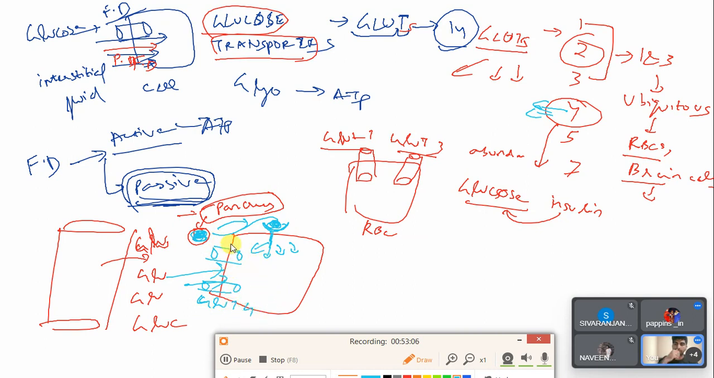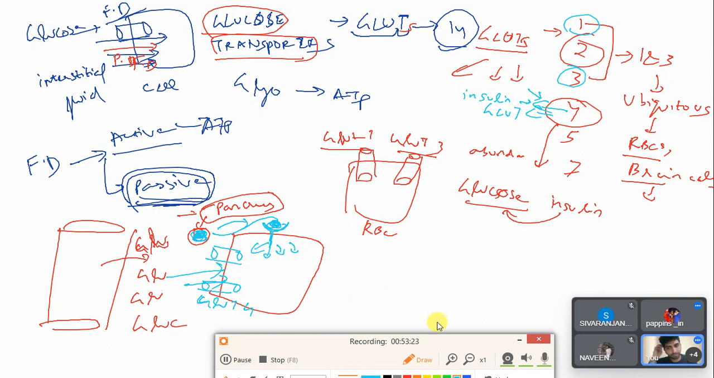So one thing that we have confirmed here is that GLUT4 is under the influence of insulin. But we have studied about GLUT1 and 3. It is not. It is ubiquitously present.